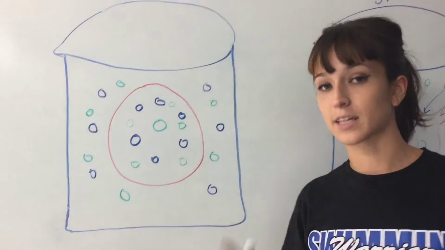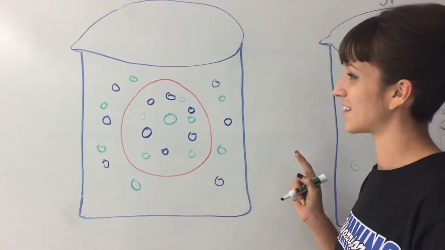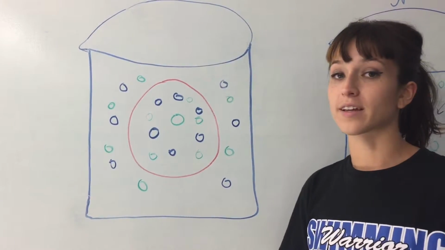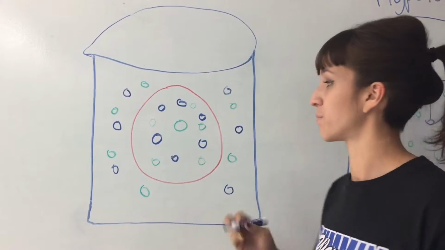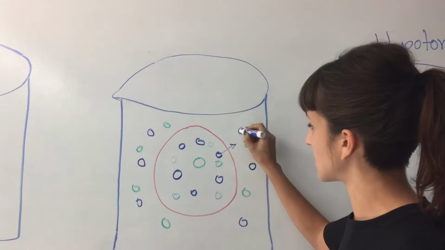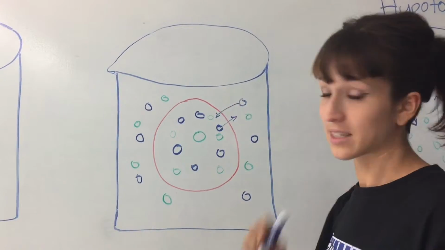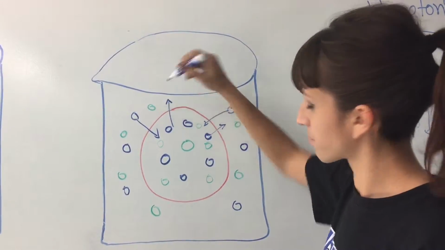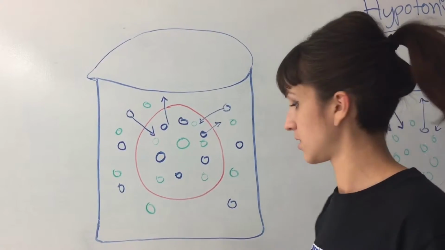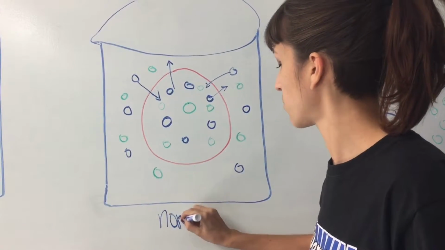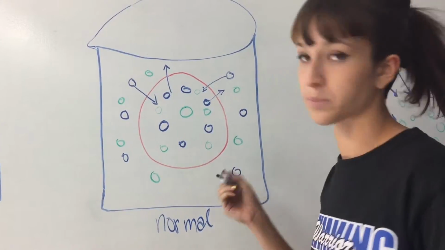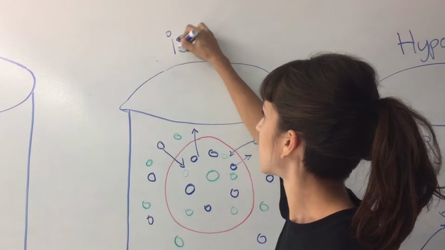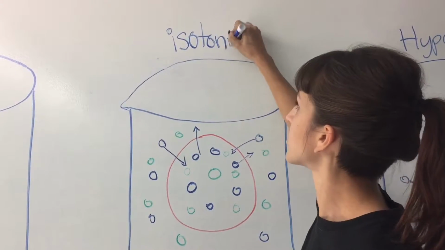So because there's an equal amount of solvent and of water in and out of the cell, the net movement of water is actually zero. And what that means is that there's no more water going into the cell than out. It's equal. So the cell, in turn, is just normal, or the experiment, sorry. And this is called an isotonic solution. Iso meaning equal.